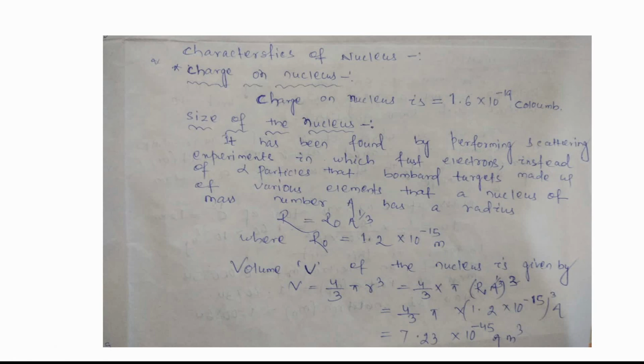The volume of the nucleus: we know the nucleus is spherical in structure, so the volume is 4 by 3 pi r cube. So 4 by 3 into pi into r cube, where r cube is R0 A to the power 1 by 3 whole to the power 3. This 1 by 3 cancels, so it will be only A, but R0 cube. That R0 is 1.2 into 10 to the power minus 15 whole to the power 3. It will become 7.23 into 10 to the power minus 45 A, where A is the atomic number, in meter cube. So this is all about it.